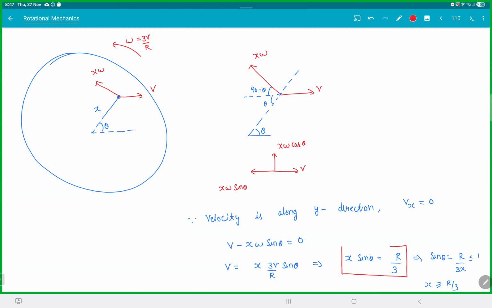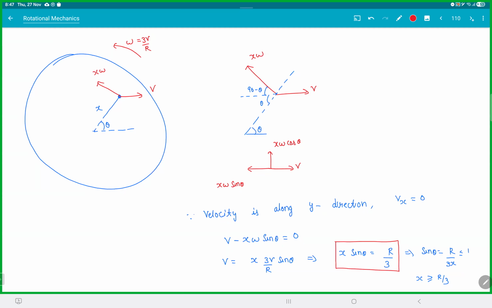So there is no point within the disk from 0 to r by 3 which can have a velocity in the vertical direction. So there are infinite answers. There's no single answer here. Is this clear? You can play like that. Any doubts on this? So x into sine theta is constant. That is the locus of all the points where the velocity is in the vertical direction. So for different thetas, you get different x. Clear with this?